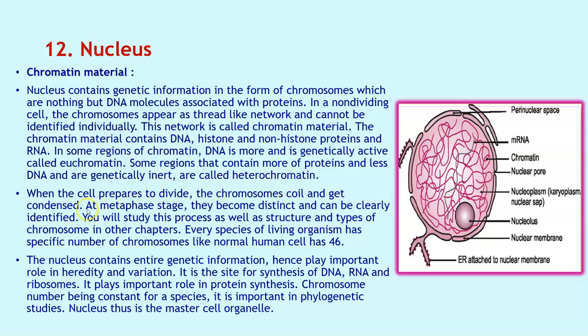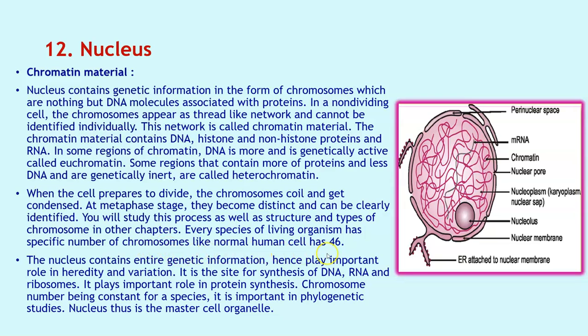When the cell prepares to divide, the chromosome coils and gets condensed. At metaphase stage, they become distinct and can be clearly identified. You will study this process as well as the structure and the types of chromosomes in the next chapter or a later chapter. Every species of living organism has a specific number of chromosomes.